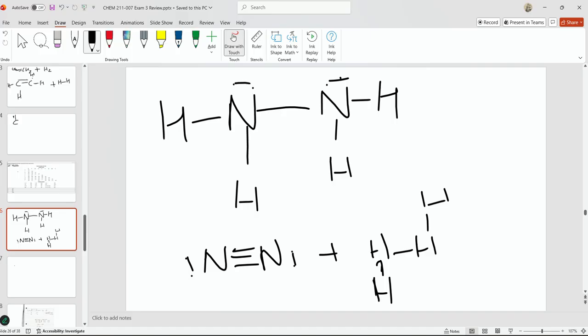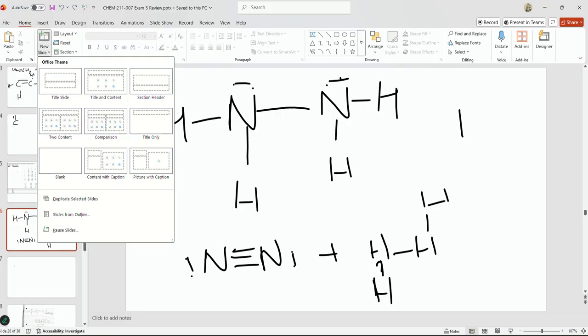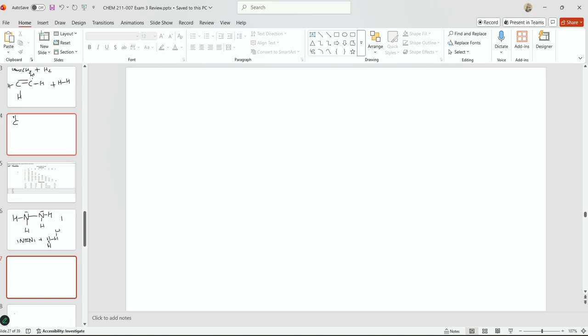I understand it, but why does it start off as a single and then go to a triple? Okay, because we're just connecting N to N, right? How would you connect N to N? We can connect it with a single bond, and we can also connect it with a triple bond. You can't connect it with a double. Wait, how many is it? 1, 2, 3, 4, 5.